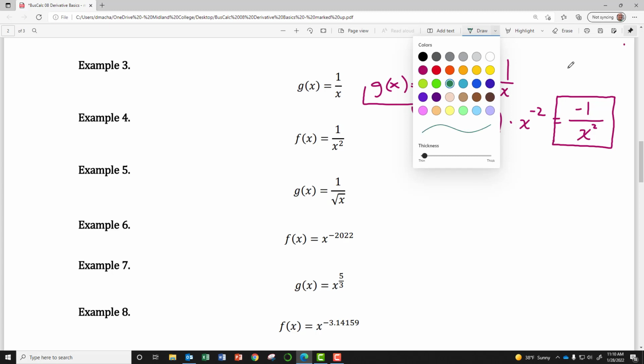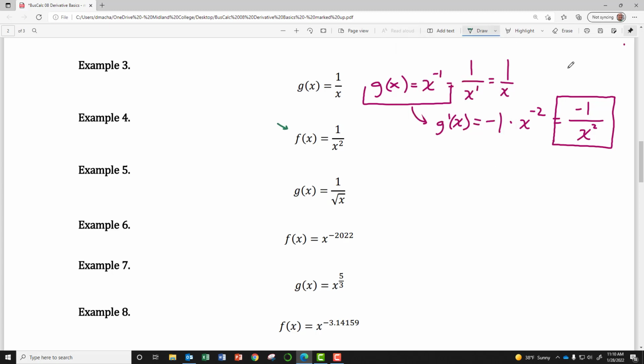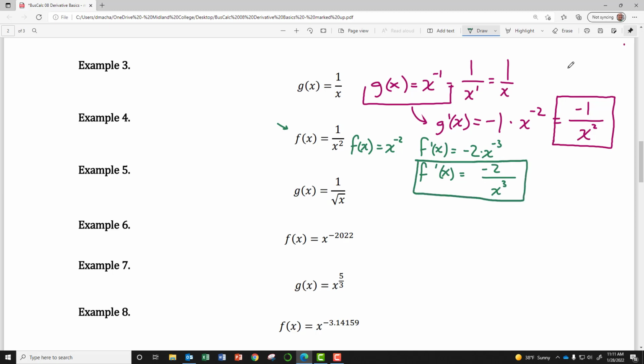For example 4, if f of x is equal to 1 over x squared, 1 over x squared is the same thing as saying x to the negative 2 power. So when I take the derivative, I'll let negative 2 come out in front, and I'll reduce the exponent by 1, so it'll be negative 2 times x to the negative 3 power. And again, that negative exponent means I just move it to the denominator, which means this is negative 2 over x cubed. There we go.